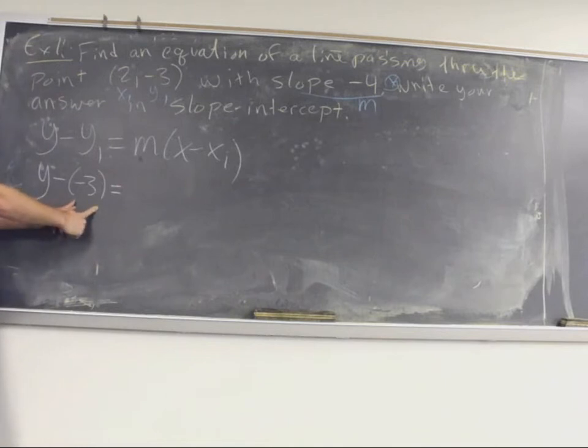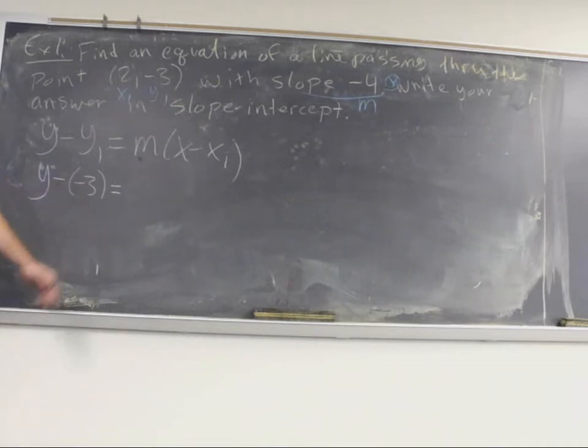Parentheses around that 3 is important. It's not necessary, but as long as you make sure that you include both of these negatives here, because these two negatives are going to make a positive. So the parentheses aren't necessary. Just make sure you include that negative. But I include the parentheses because it helps me to keep track of what's what.